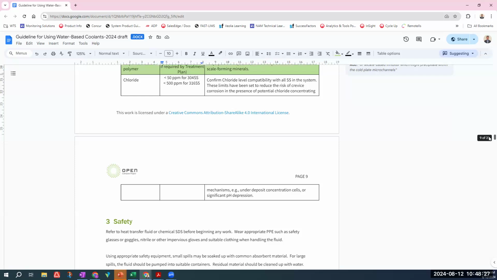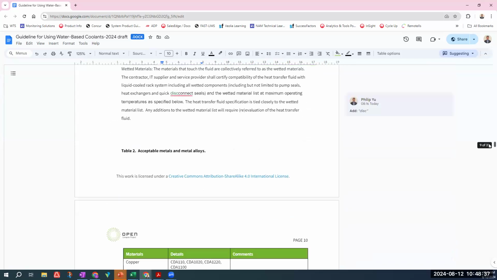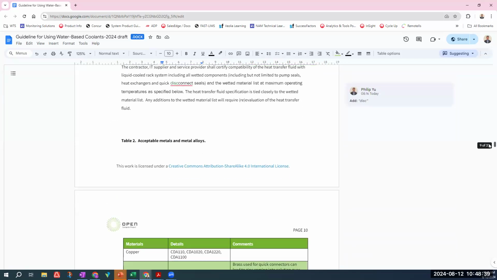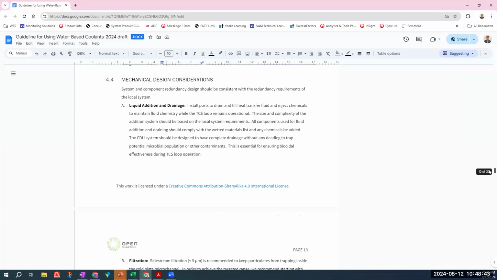So again, I encourage everybody to go to the document, and you can actually edit and share your comments. It'll get recorded on the file and we can bring it up for discussion. The next one will be section 4.4.